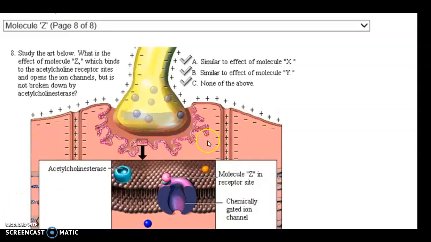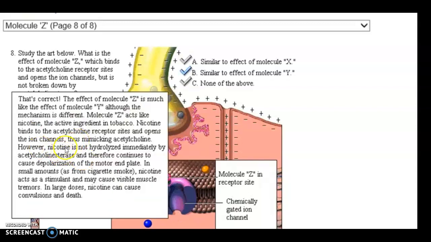Okay, our last example here is molecule Z, which, if you'll notice, is kind of acting like molecule X. It's binding and competing with the acetylcholine, but instead of blocking what acetylcholine's doing, it's actually keeping the door open because it's mimicking acetylcholine. So it's doing the same thing as acetylcholine, even though it's not acetylcholine. Therefore, it won't block contractions, it will increase contractions.